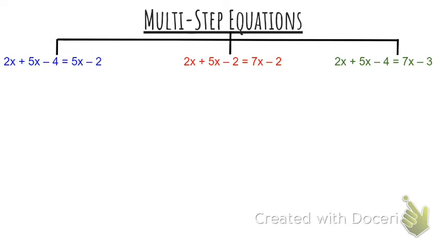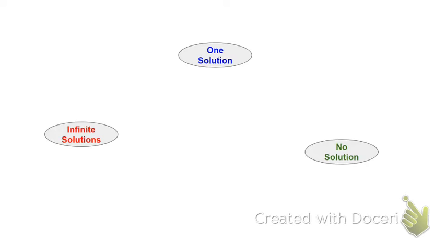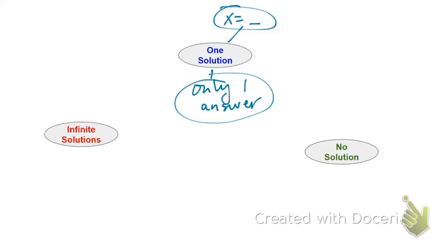Okay, let's move to the next slide here. We've got a little bit of a triple bubble map here. I want you guys to come up with some examples, some characteristics of each one of these bubbles. For example, I'll do the first one for you. One solution has an x equals a number, okay? And this means that there is only one answer that would make this work. Okay, so that's a one solution.